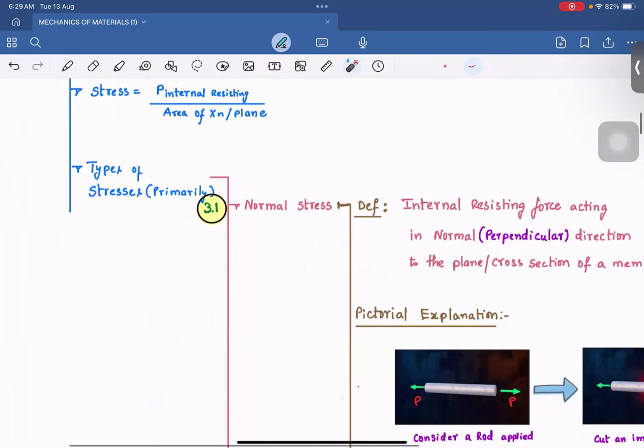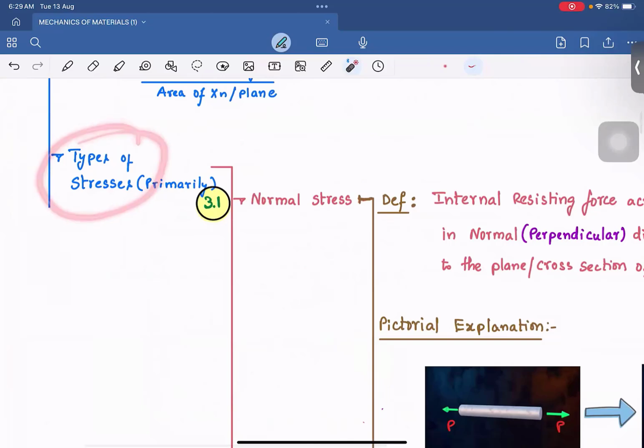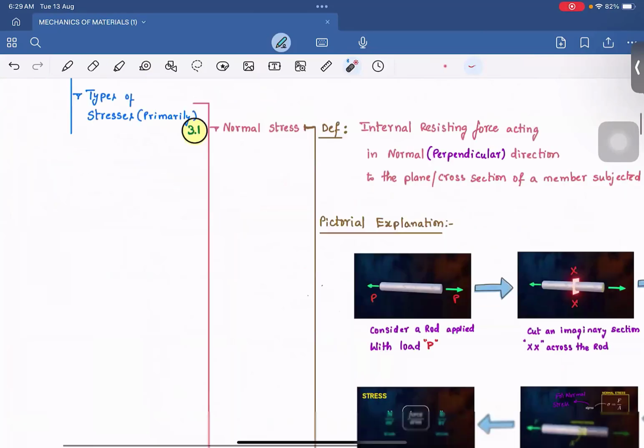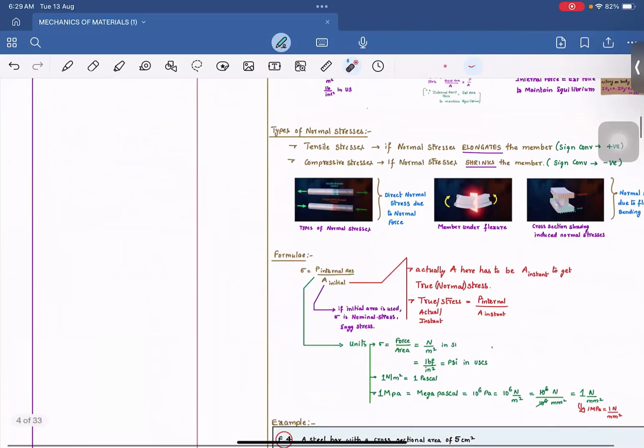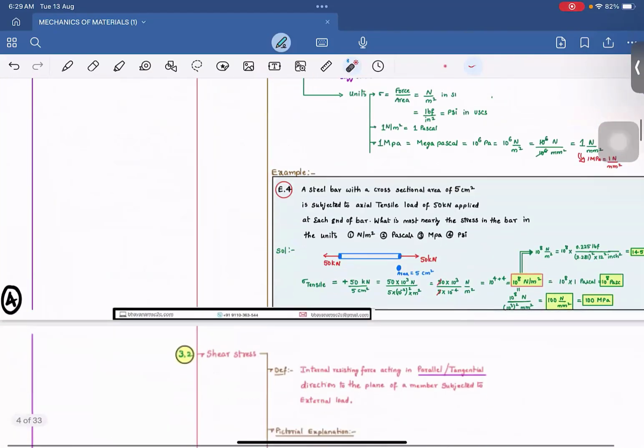Okay, now coming to the types of stresses. Primarily, there are multiple types, but in fact, there are only two types. The first type is normal stress, and the second type, we'll get across it, is shear stress. So, what is normal stress?